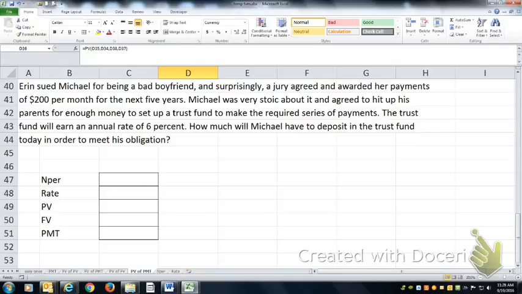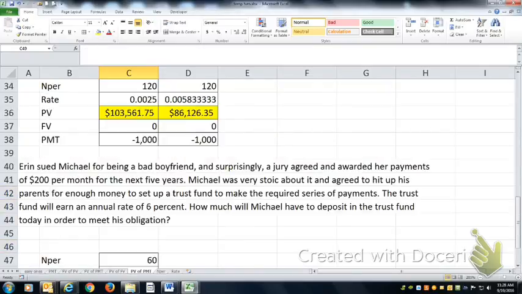All right, Aaron sued Michael for being a bad boyfriend and got awarded $200 a month for the next 5 years. So she's going to get 5 years, 12 payments a year, and she's going to get $200 every month, and then nothing else from her bad boyfriend. Michael is going to put the money into a trust fund that'll earn an annual rate of 6%, but we got to divide that by 12 to convert it to a monthly rate.